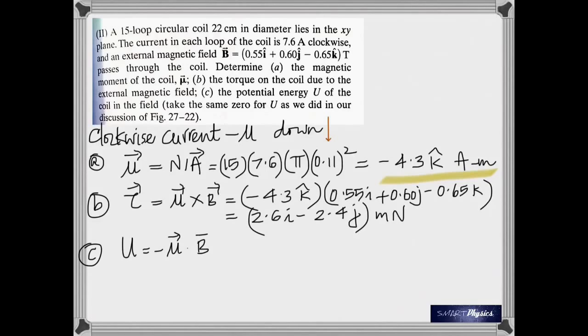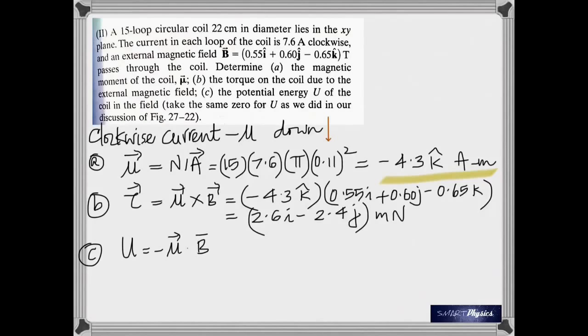And that gives you 2.6 I minus 2.4 J. You have to remember the rules for the cross product. K cross K becomes 0. Okay, that's why that term is missing. And then you have K cross I, which is going to be J. And then you have K cross J, which is going to be minus I.